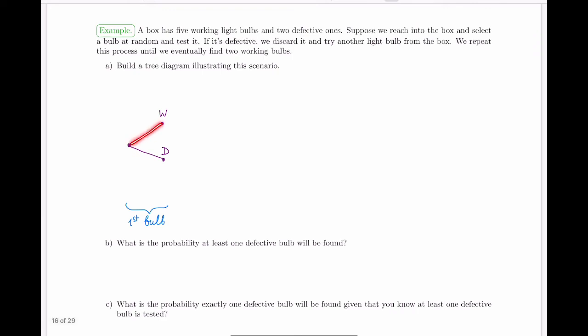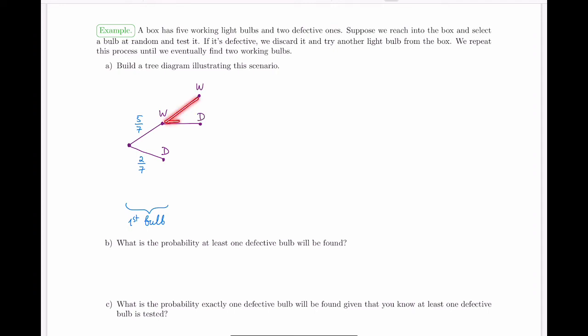What is the probability that on my first try, I'm going to hit a working light bulb? The box has 7 light bulbs altogether. 5 of them are working. So 5 out of 7 times on the first bulb, I'm going to hit a working light bulb, and 2 out of 7 times, I'm going to hit something that does not work. And I carry on. If I hit a working light bulb, I'm going to draw another light bulb from the box. And I have, again, 2 choices. I can have a working light bulb or a defective one.